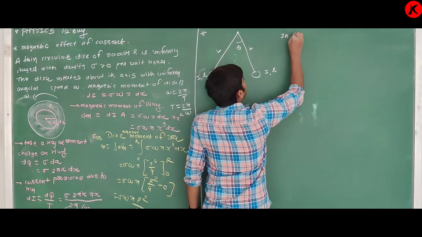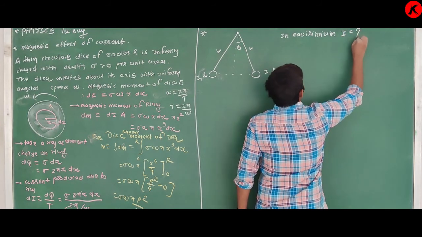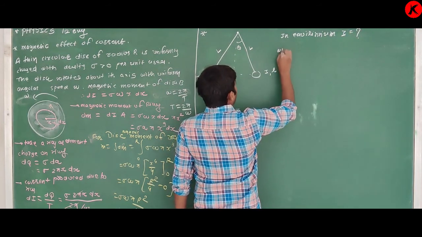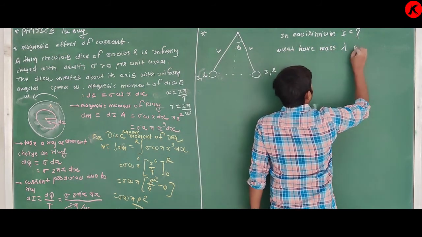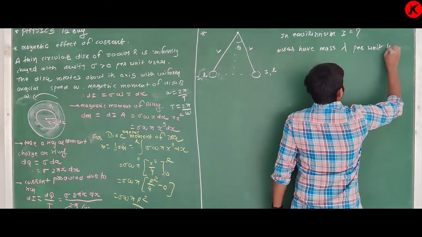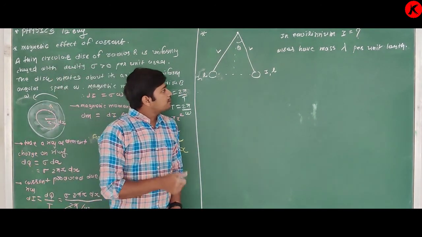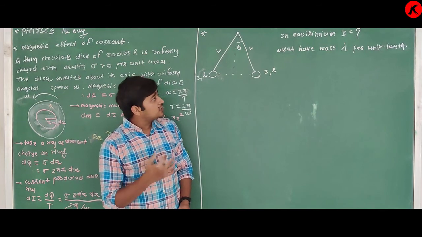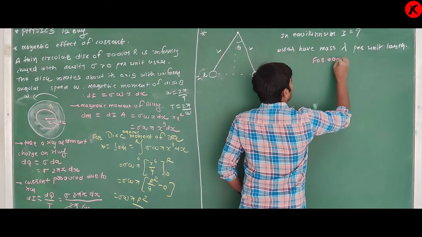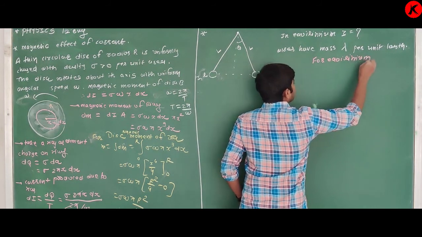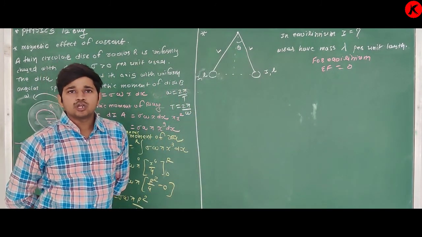Then you have to find the current I in equilibrium. You are given that the wires have mass lambda per unit length. Now see, you are given one hint: it is in equilibrium. What is the condition for equilibrium? We know that for equilibrium, sigma F is equal to 0.